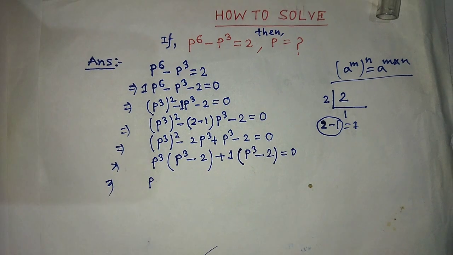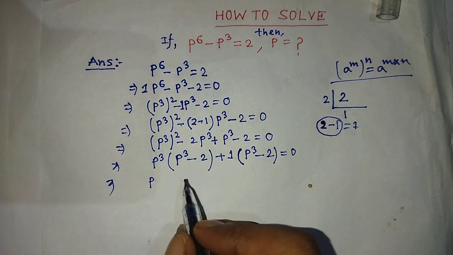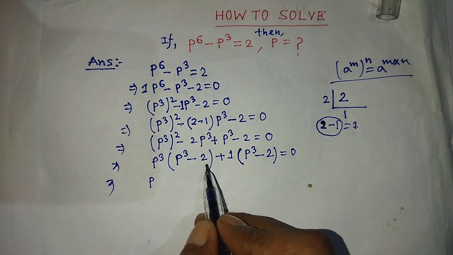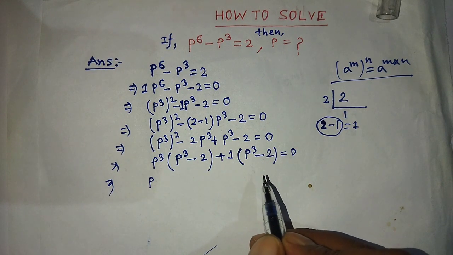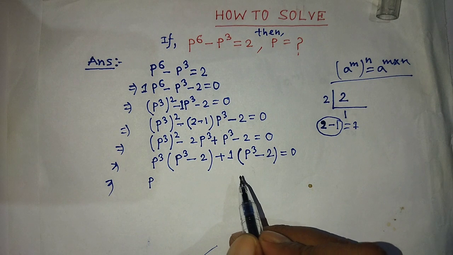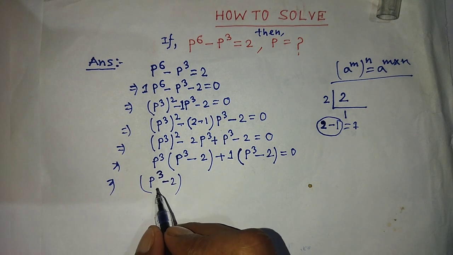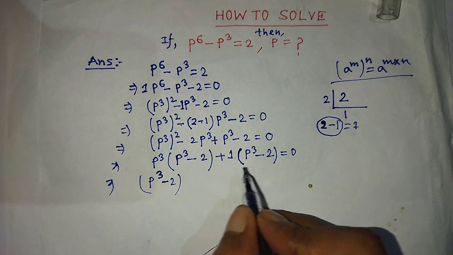So my dear student, it is clear from this line that in both terms p to the power 3 minus 2 is present, so that means my factorization is correct. Okay, so my dear student, after that we have to take common p to the power 3 minus 2 from both terms.